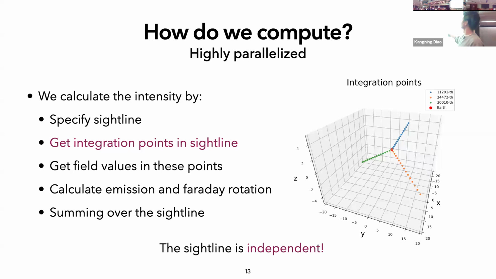So we substitute a straight line with those points, and we have the coordinates of these points, and we can calculate the field values in these points given our input. Then we can calculate the emission and Faraday rotation happening exactly in each point. The very last thing we do is to sum over the sight line, so we get an integrated effect along a sight line. From this process, you can gain a sense that when you calculate one sight line, it is totally independent from other sight lines, which indicates this process is highly parallelized. So it is extremely suitable for some hardware like the GPU.